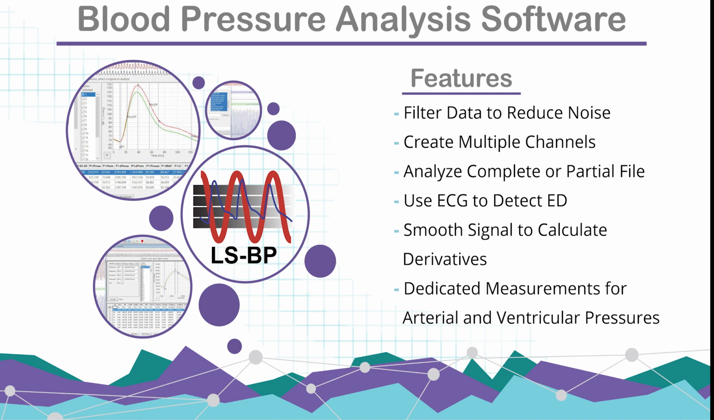Or if you are interested in that whole animal, say it's a knockout, or say that you're looking at the overall effect of something, you're able to actually see over any period of time that way. The use of ECG to detect end diastolic actually makes a much more accurate end diastolic as well. So you're able to do that.